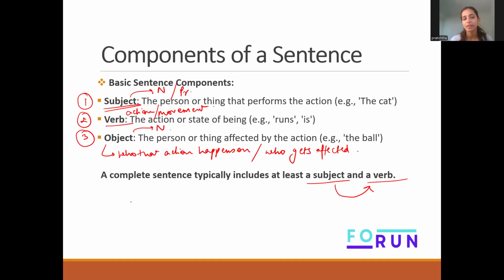For example, I can say: the cat drinks the milk. First part: who or what is this sentence about? This sentence is about the cat, so our subject is cat. What is she doing? She is drinking. That is the action, the verb. What is she drinking? The milk. So it would be our object.